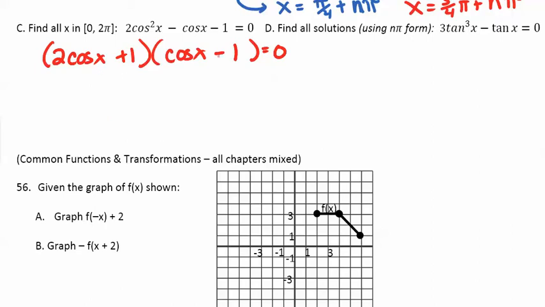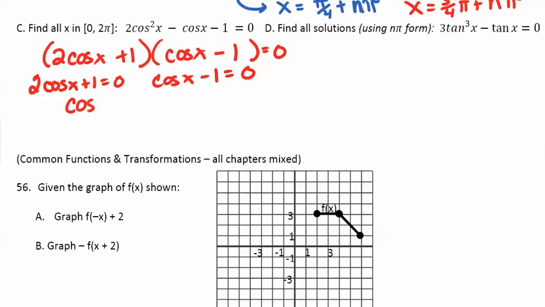The outside product is -2 cosine x, and the inside is +1 cosine x. So the middle term works out the way we want it to. And now we've got 2 parentheses with the product of 0. So either the first parenthesis is equal to 0, or the second parenthesis is equal to 0 by the zero product property.